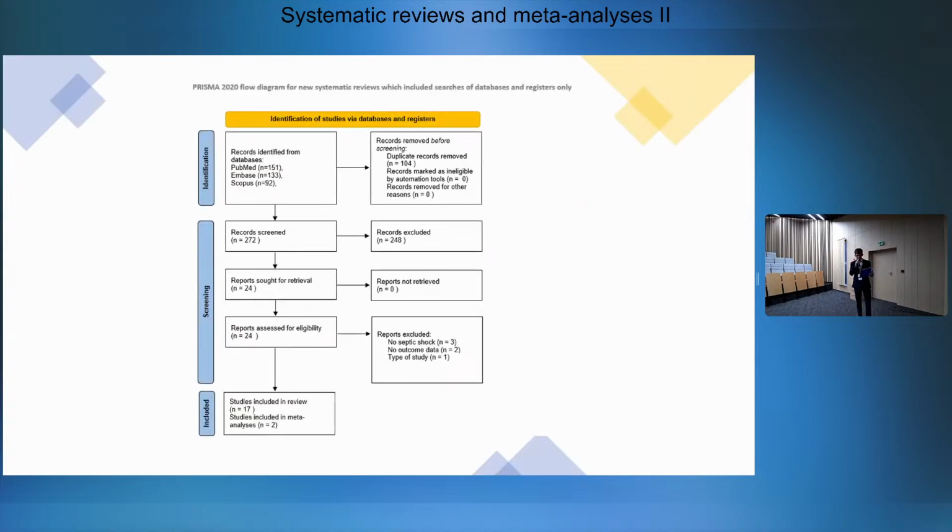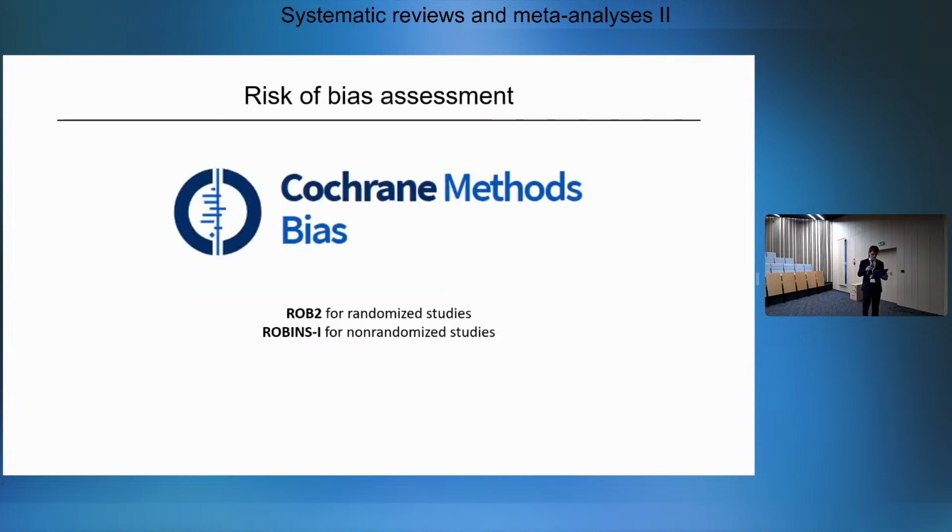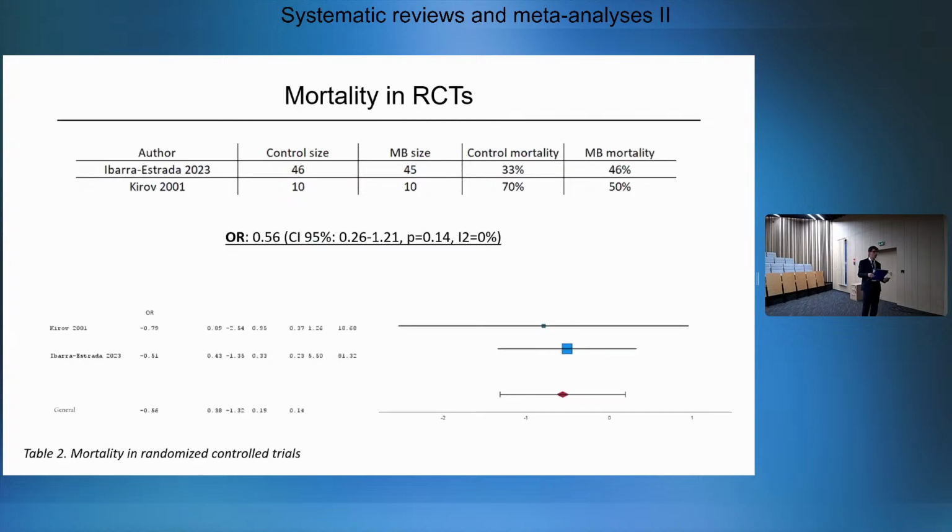After identifying duplicates, screening, and assessment of eligibility, we included 17 studies, which were published between 1995 and 2023. As tools for risk of bias assessment, we used the ROB2 protocol for randomized and ROBINS for non-randomized studies.